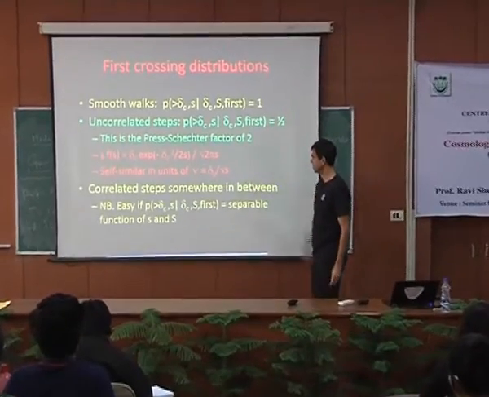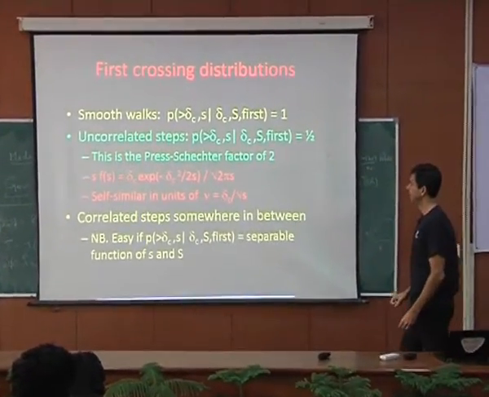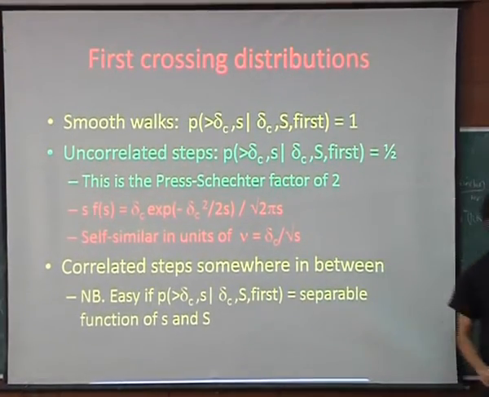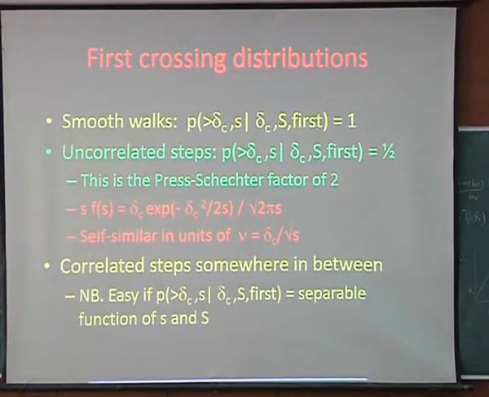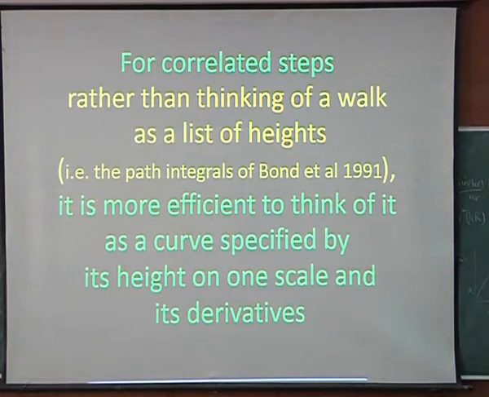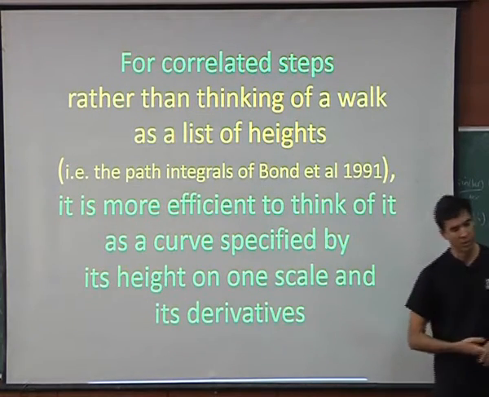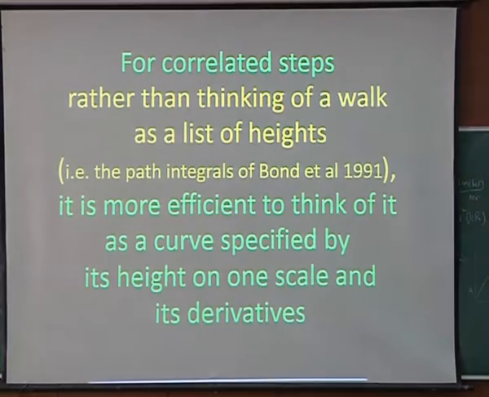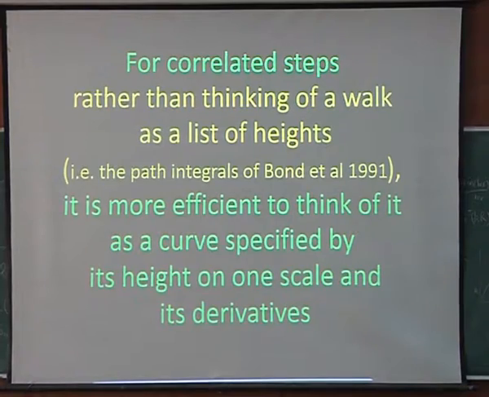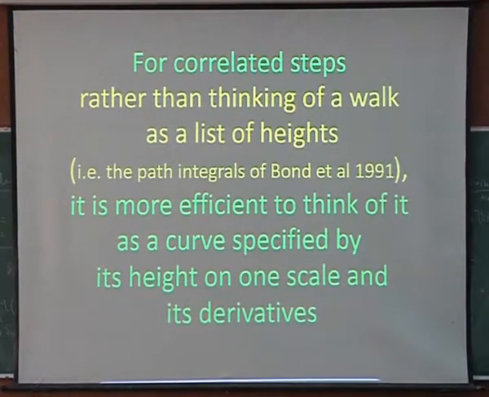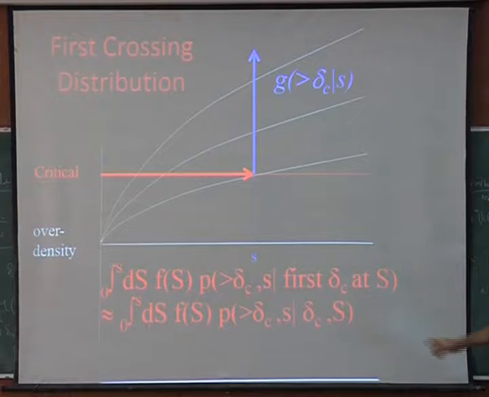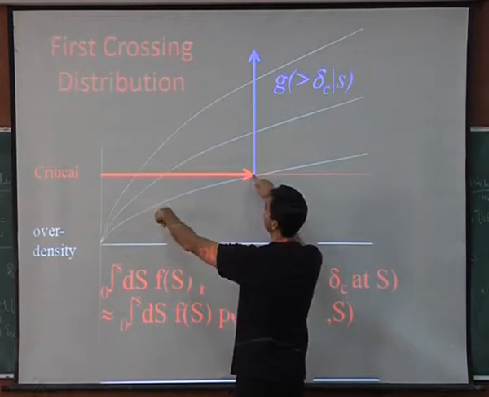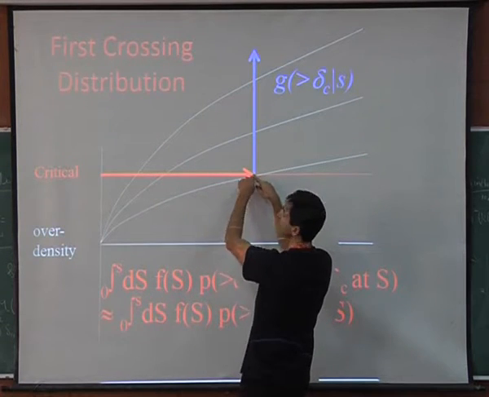And so I've given you the Press-Schechter mass function, and so our problem is to calculate this more complicated thing. So how should we think of it? The usual way to think of it is to say, oh, I have to have all these steps, and I want to check that if I reach the barrier here, all the previous steps were all below this barrier.